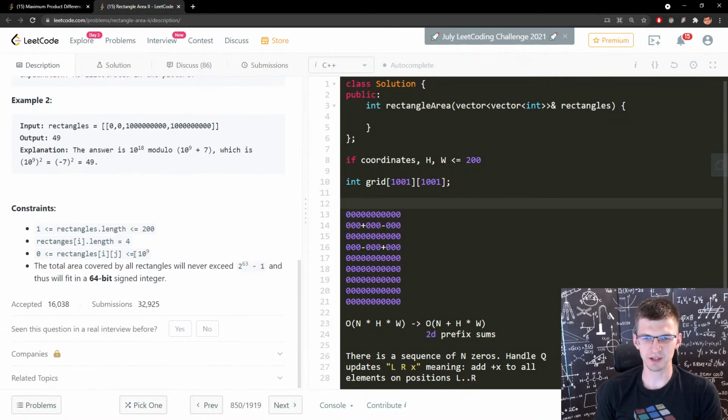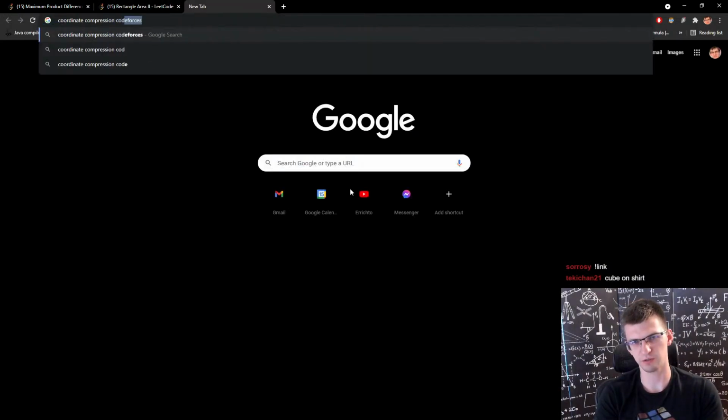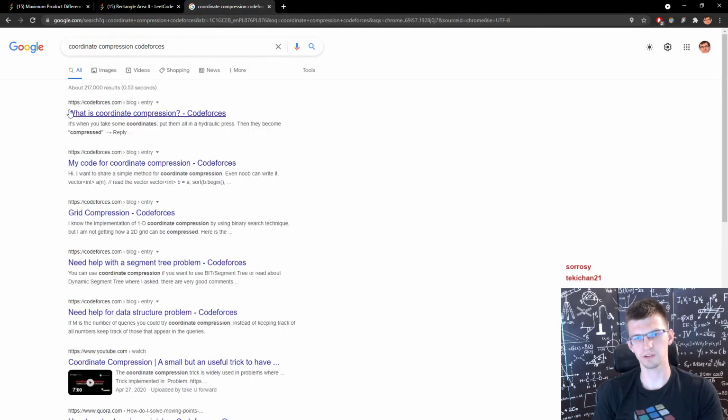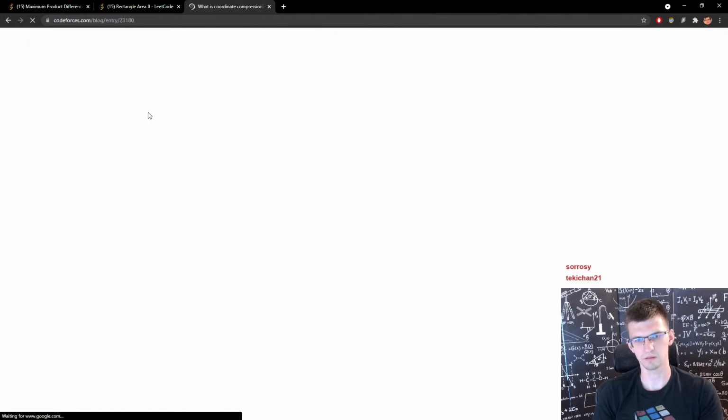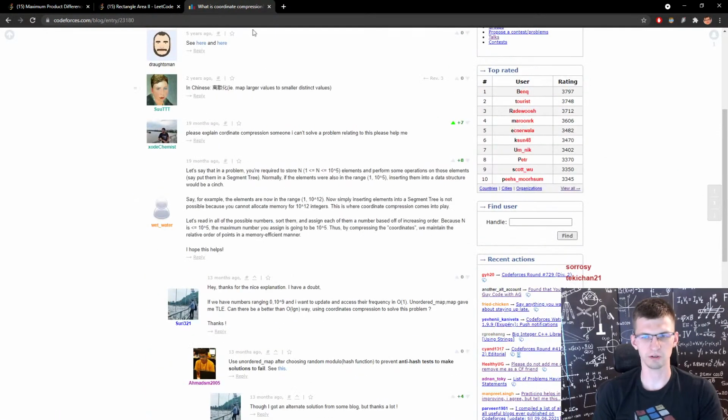Now coordinates are up to 1 billion. So one possibility is to slap coordinate compression on top of that. I think this is a topic you can Google as well. Codeforces or GeeksforGeeks. And still Codeforces popped up. So there will be a tutorial.